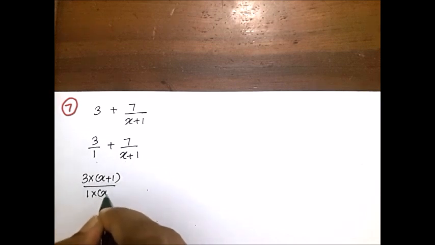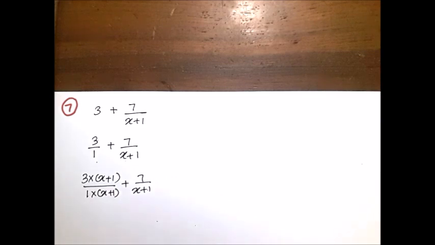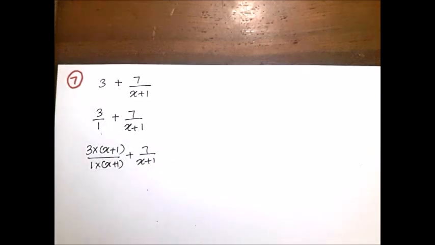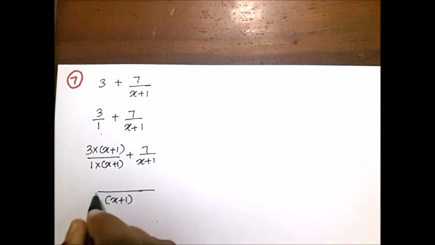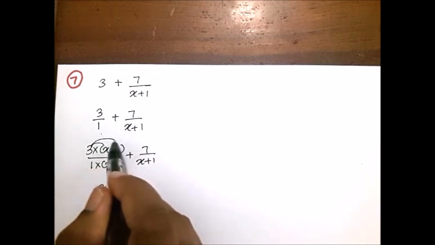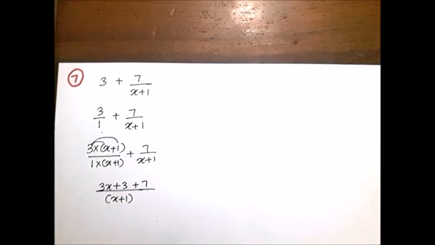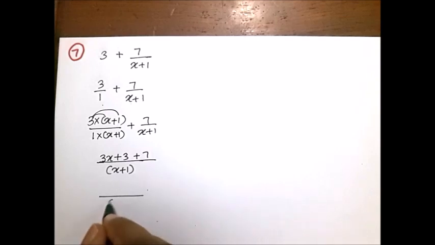1 multiplied by x plus 1. Here 7 over x plus 1. Now take common denominator. It is x plus 1. Then remove brackets here. 3 multiplied by x, 3x. And 3 multiplied by 1, it is plus 3. And take plus 7. Then simplify the numerator. 3x. Here 3 plus 7, 10. This is the answer.